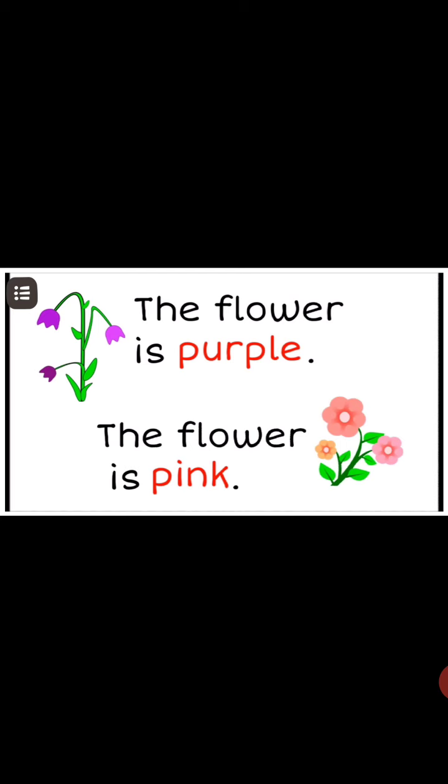If the adjective comes after the noun, there is usually a verb between them. For example, the flower is purple, the flower is pink. Here, purple and pink are the adjectives and flower is the noun. The purple and pink are describing the noun flower, and is is the helping verb between them.